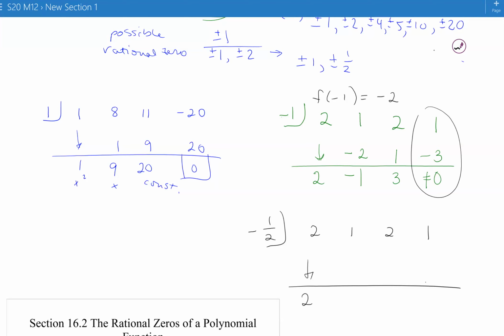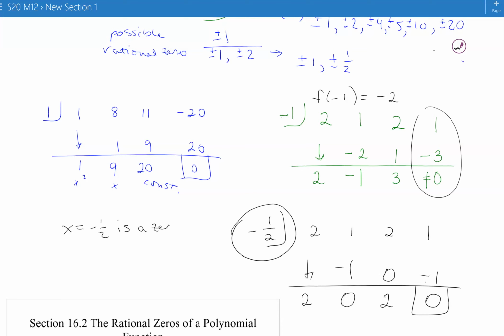So the 2 is going to come down. -1/2 times 2 is -1. -1 plus 1 is 0. -1/2 times 0 is 0. 2 plus 0, -1, and 0. So I have found the 0. x equals -1/2 is a 0. So x plus 1/2 is a factor.